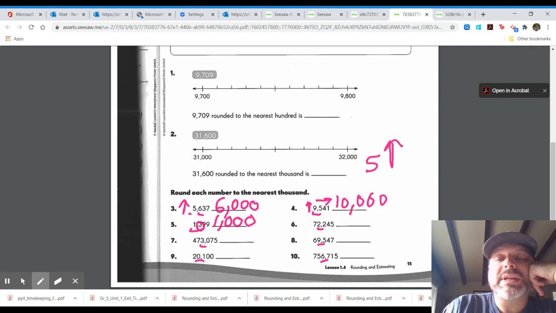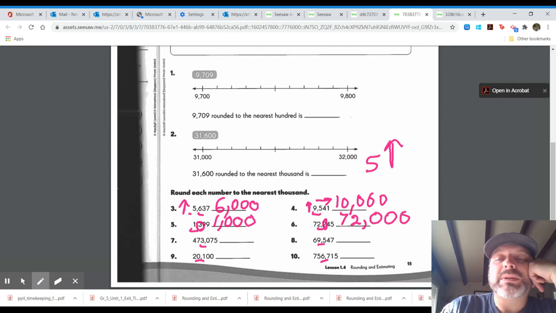2,245. So it's 2,000. The next number is a 2, so that's kind of like 22. So I'm looking at 22 there, and I say, is that 22 closer to 20, or is that 22 closer to 30? And I think 22 is closer to 20, right? So that's going to stay a 2, and it'll become 72,000. So the nearest thousands is 2,000.